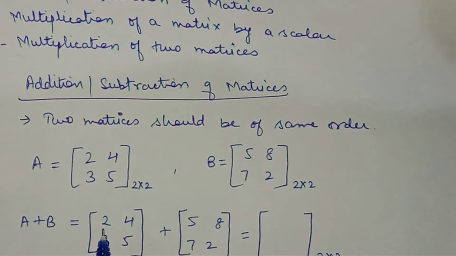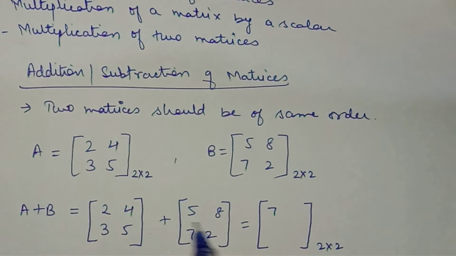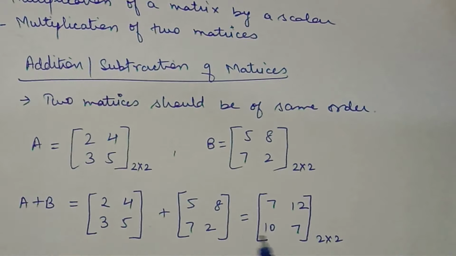So how do we add or subtract? For addition, you have 2 plus the corresponding element 5, so 2 plus 5 is 7. The next one is 4 and the corresponding element in matrix B is 8. So 4 plus 8 is 12. The next one is 3 and the corresponding element is 7, which equals 10. 5 plus 2 is 7. So this is how we can add the two matrices, and the order of the resulting matrix after addition or subtraction remains the same.